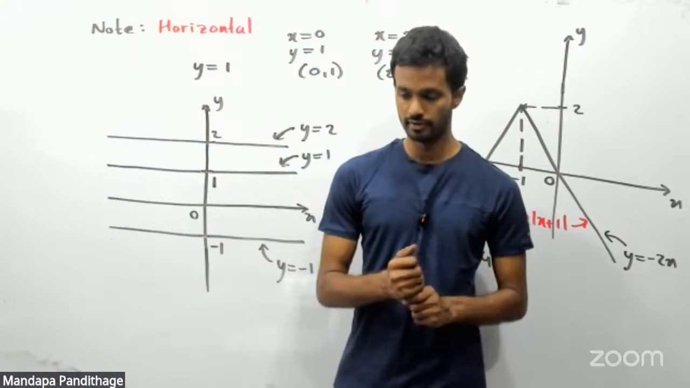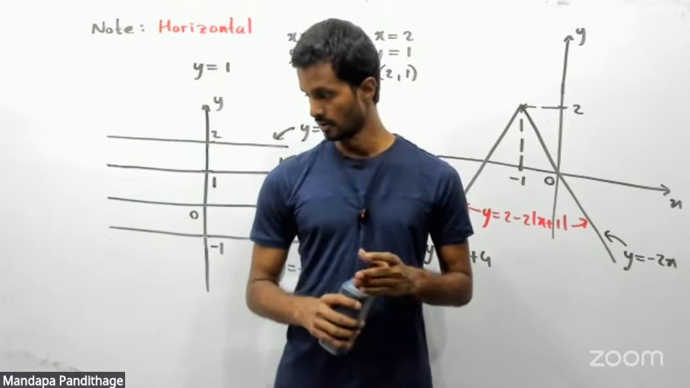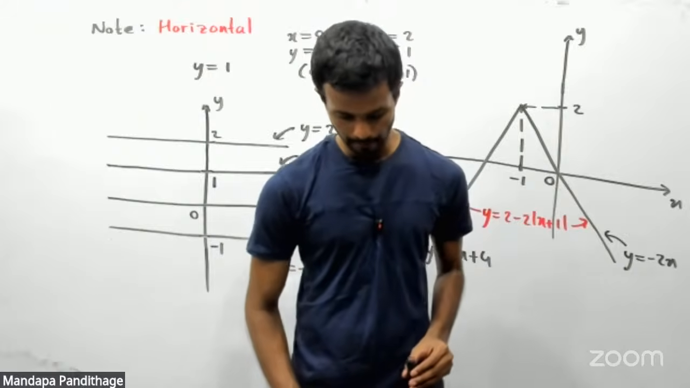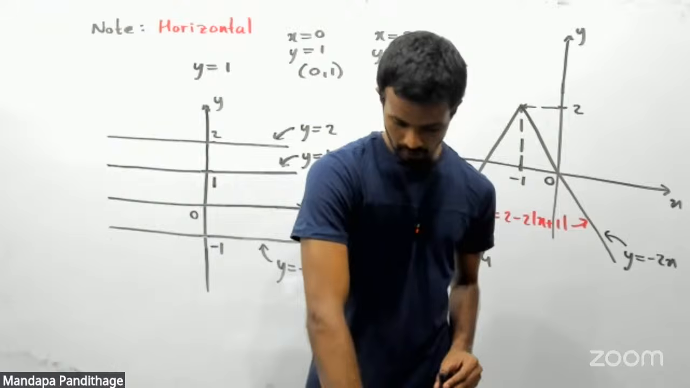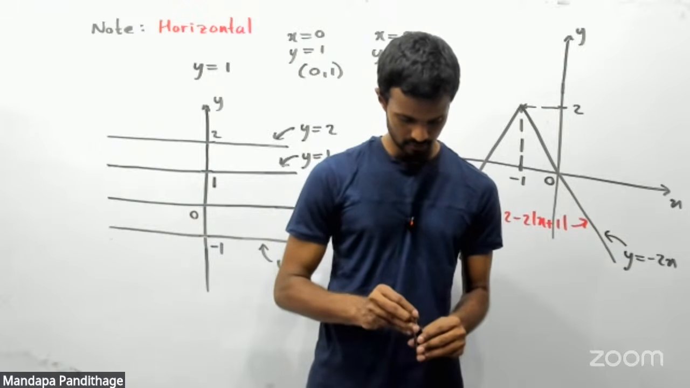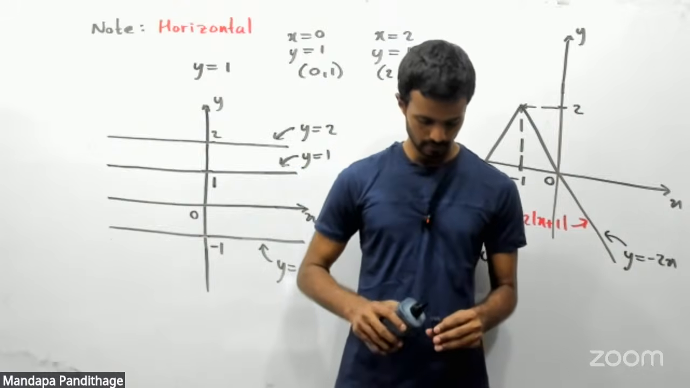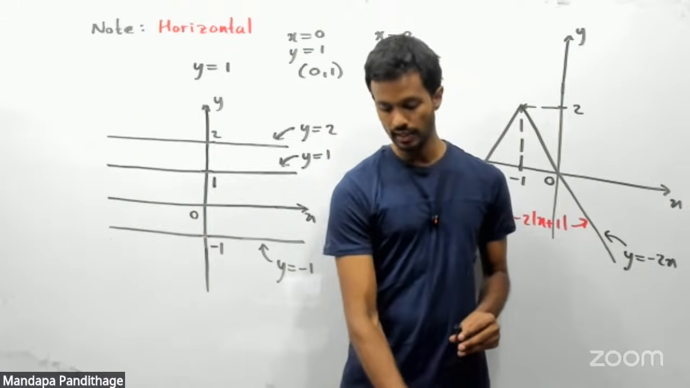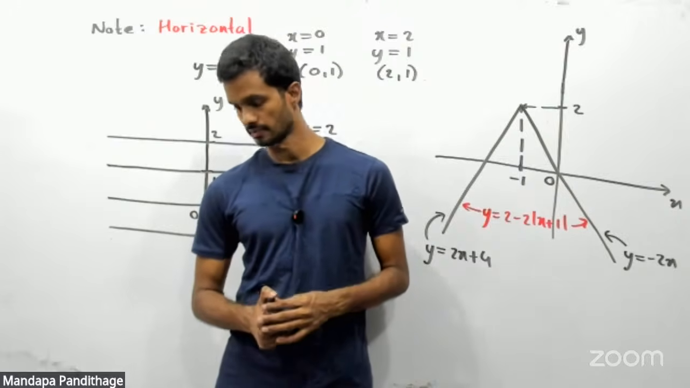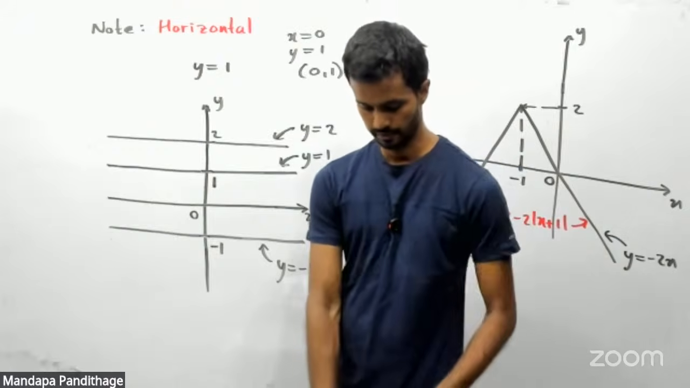Straight lines in the format of y equals k are horizontal straight lines parallel to the x-axis.